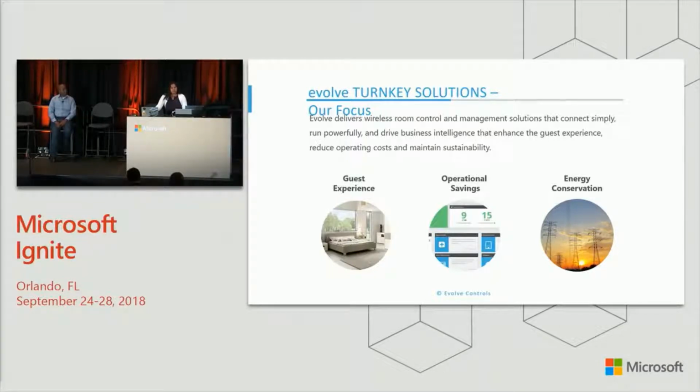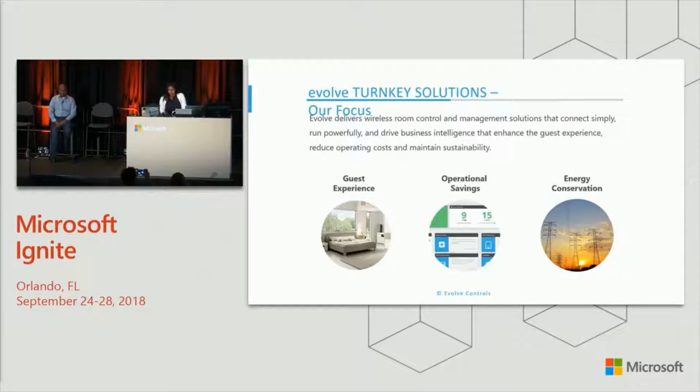Energy conservation. Evolve has the ability to automatically make changes to the room based on the occupancy status of the room. So hotels and operators can change the set points when the room is not occupied or is not rented. There's no point heating or cooling the room when there is nobody in the room.